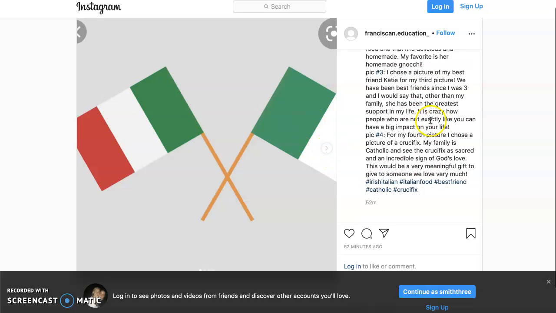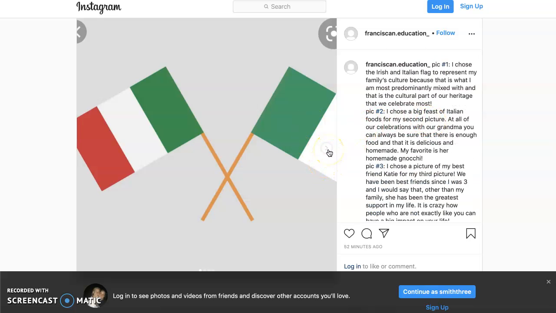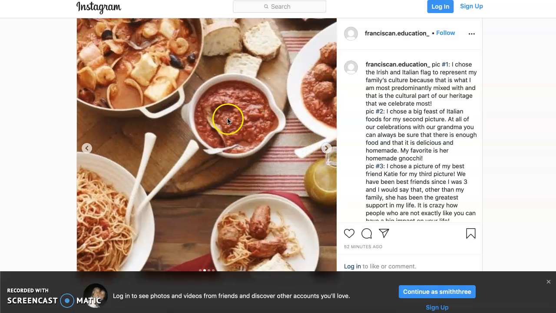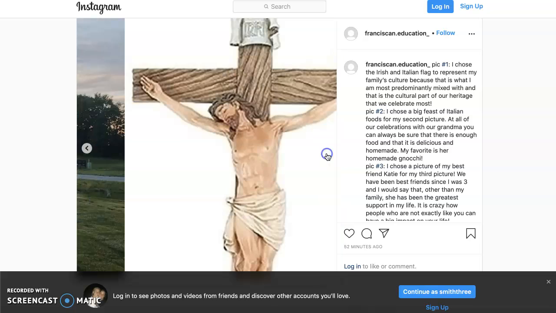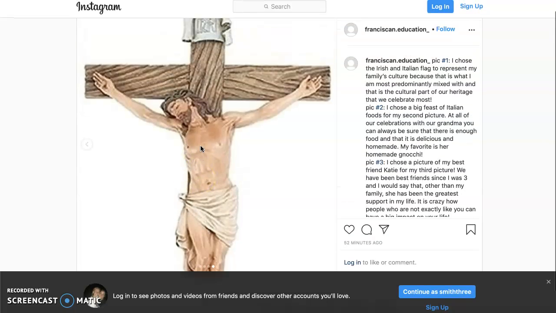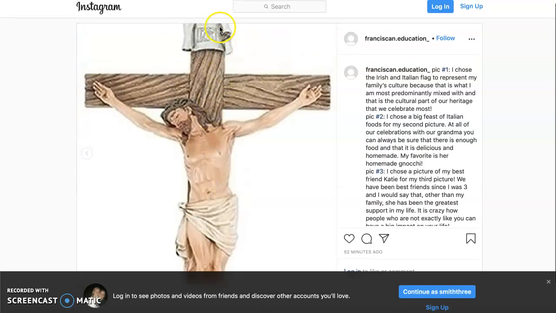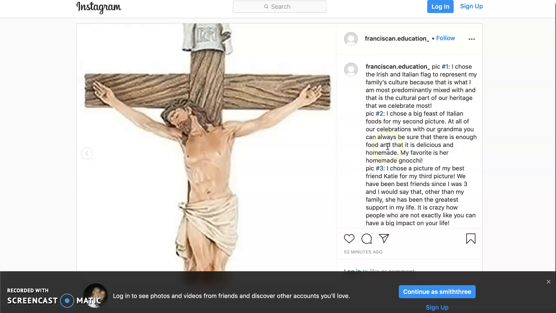So you can see on the side here, I created my caption for each of my photos. I'm Italian and German, so those are those flags. My favorite Italian dinners that my grandma always makes with homemade gnocchi. My best friend Katie, and how just the fact that she is so different than me, but she's played such an influential and important role in my life since we were very young. And then a crucifix, and that's something that I would see as a good gift because I'm Catholic, and I think that that's a really beautiful representation of just love, so that would be a really special gift for me to give someone.